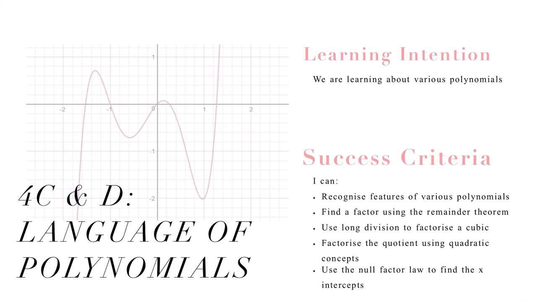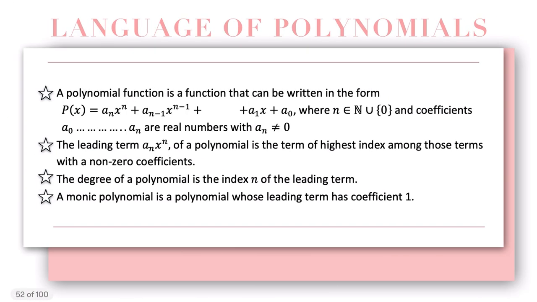Exercises 4C and D, the language of polynomials. So today we're learning about various polynomials. What you need to be able to do is recognize features of various polynomials, find a factor using the remainder theorem, use long division to factorize a cubic, factorize the quotient using quadratic concepts, and use the null factor law to find the x-intercepts.